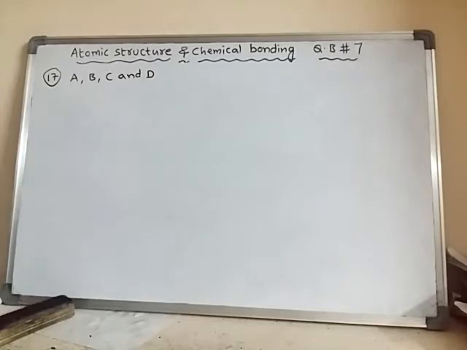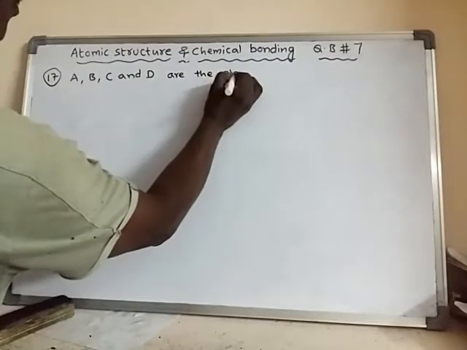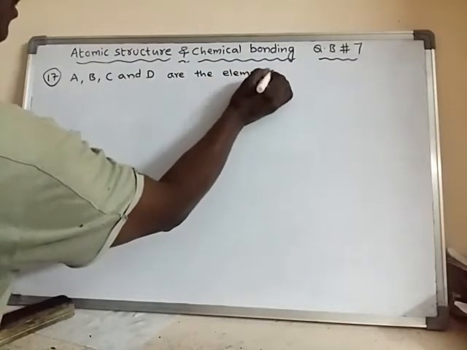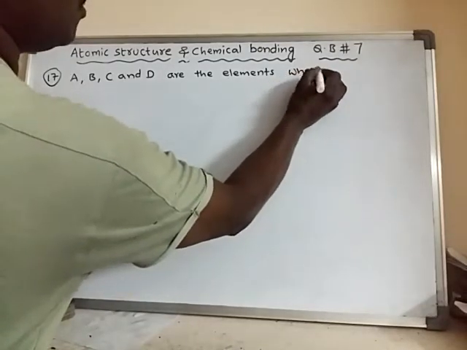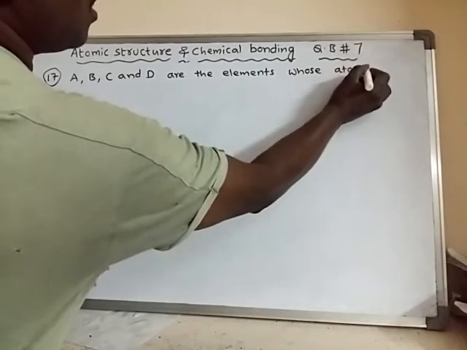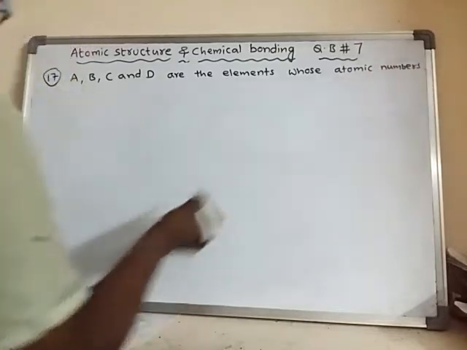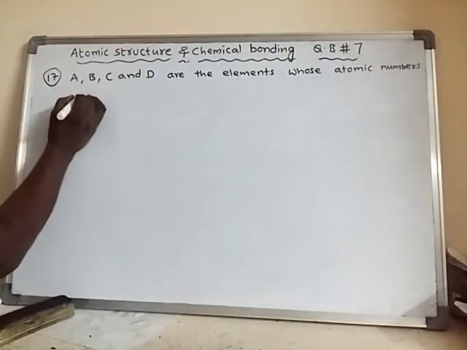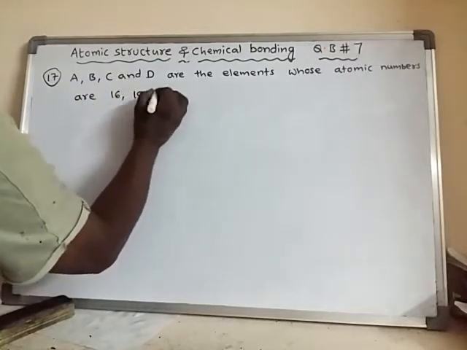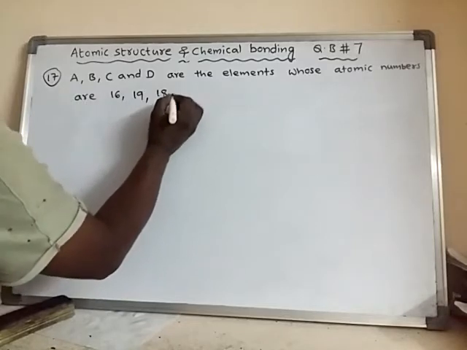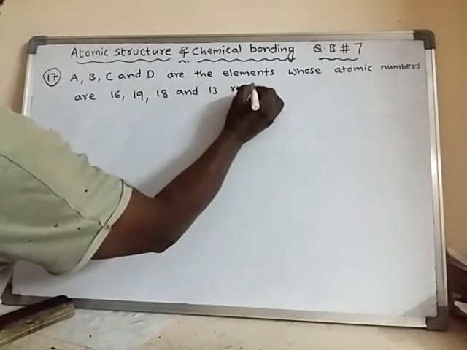They are the elements whose atomic numbers are 16, 19, 18 and 13 respectively.